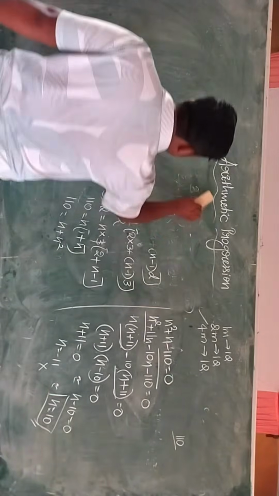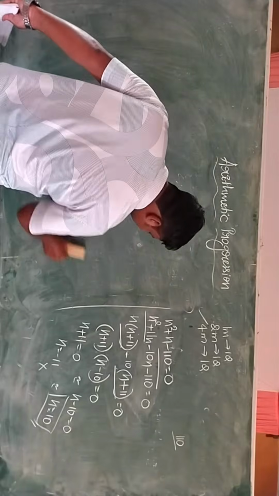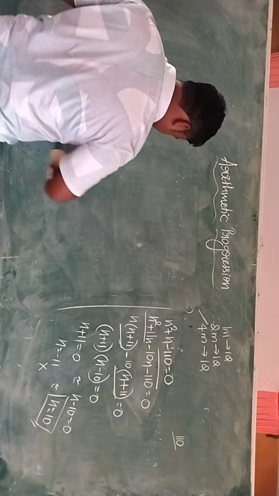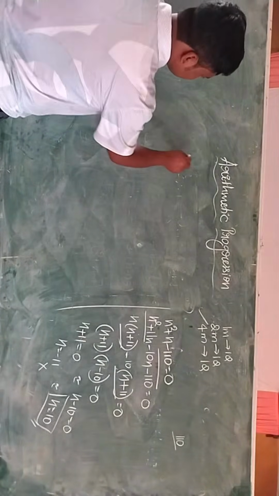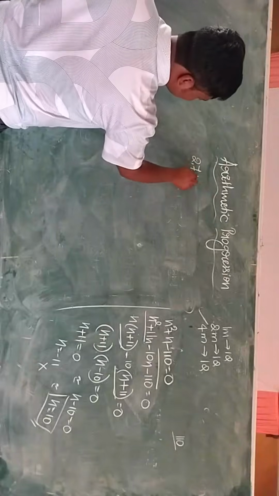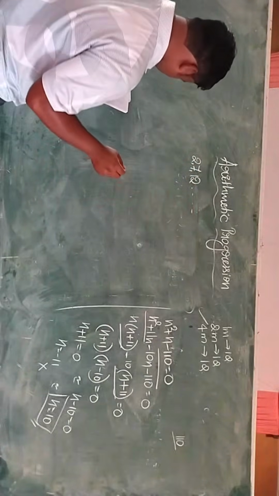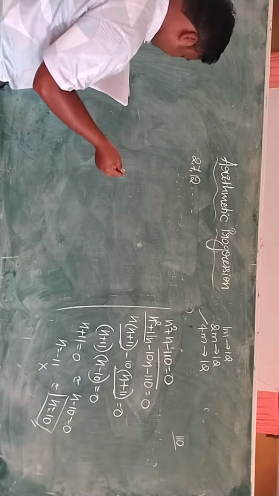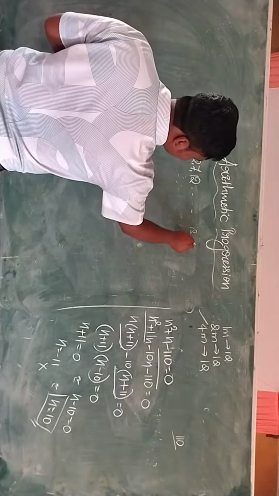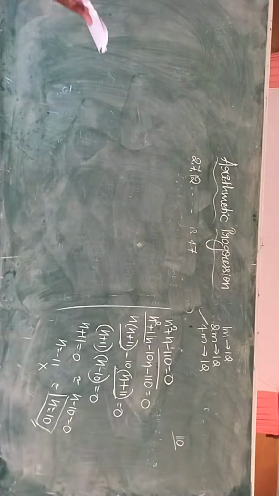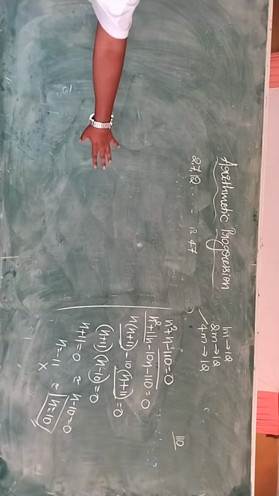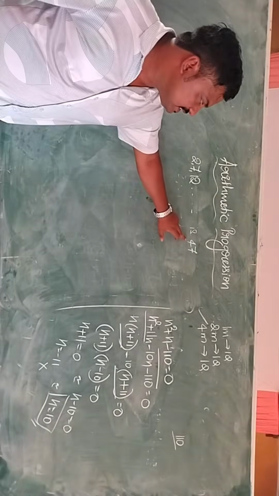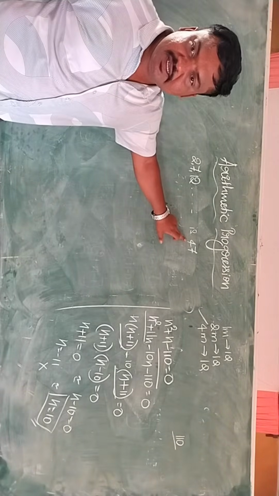Let me write the question here. 2 comma 7 comma 12 and so on. Which term of the progression is 47? It's not a sum here. This example is different and this one is different. 47 is what? Gn. Correct?